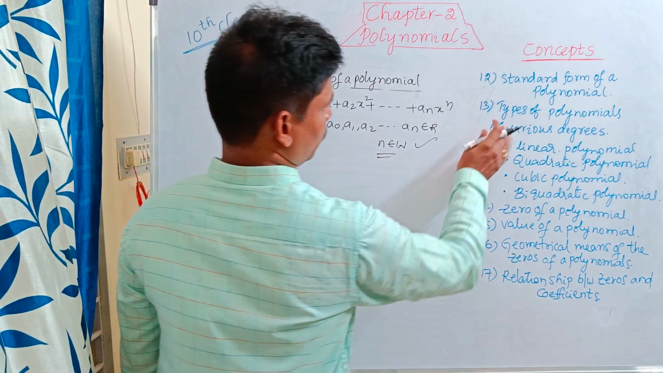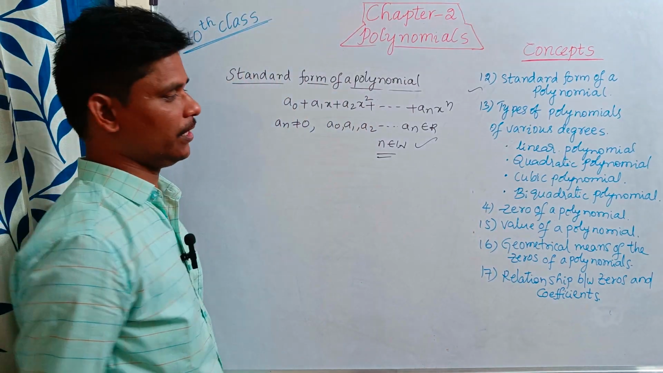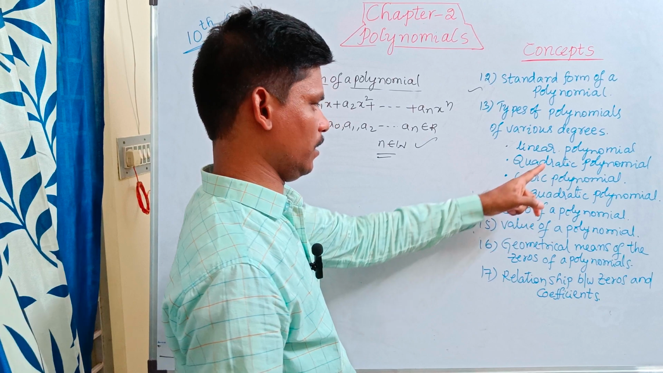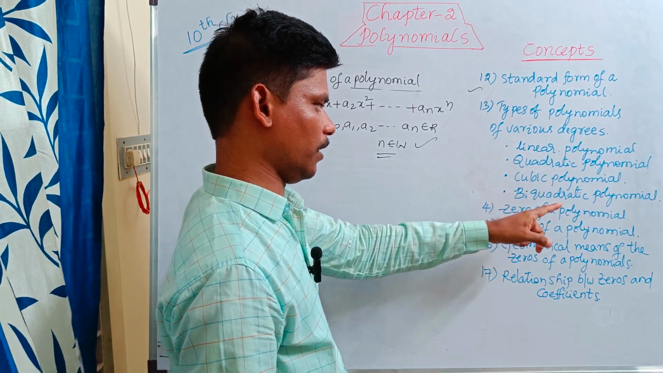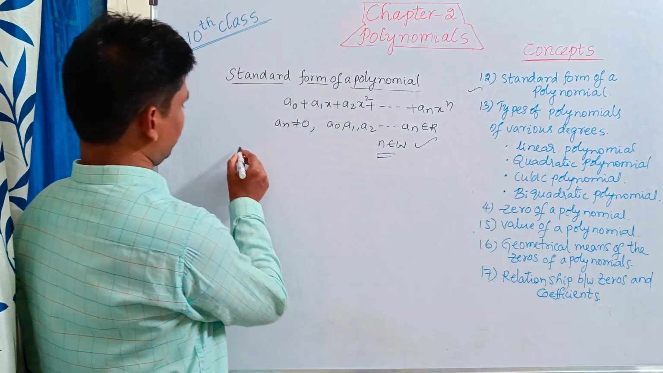Next, types of polynomials based on degree. We will define four types: linear polynomial, quadratic polynomial, cubic polynomial, biquadratic polynomial. See the first one, linear polynomial.